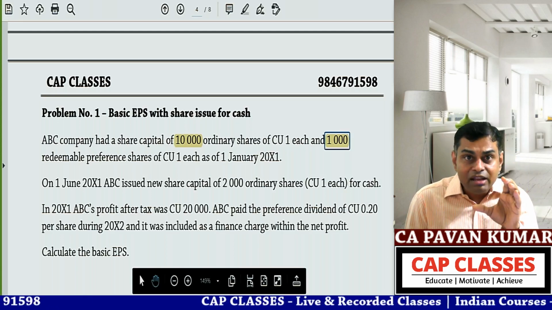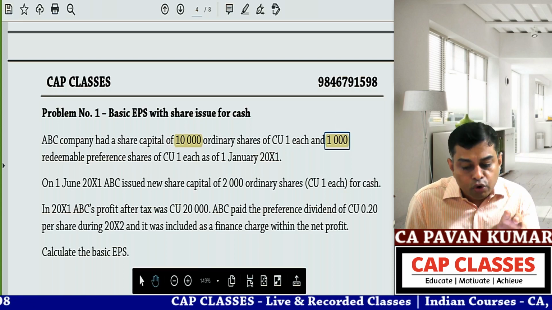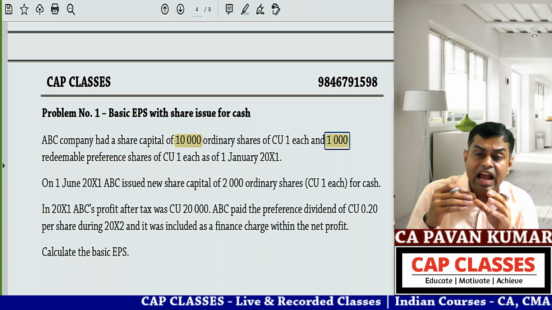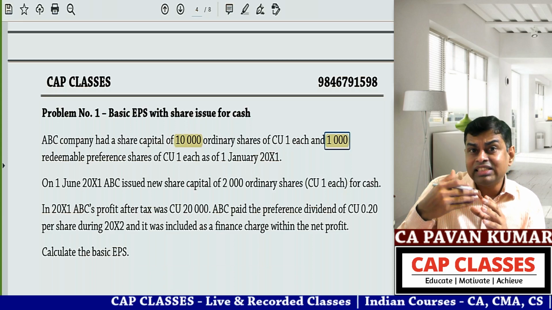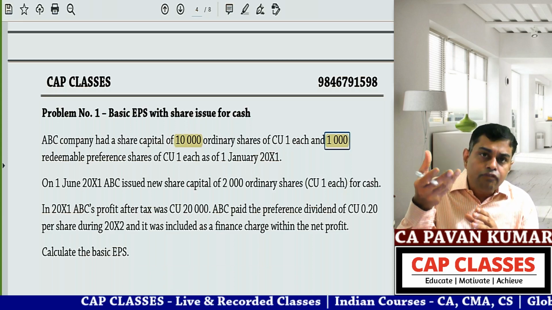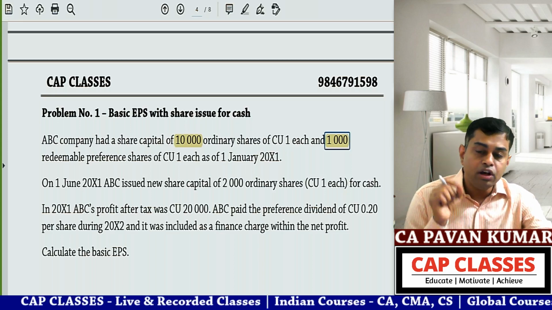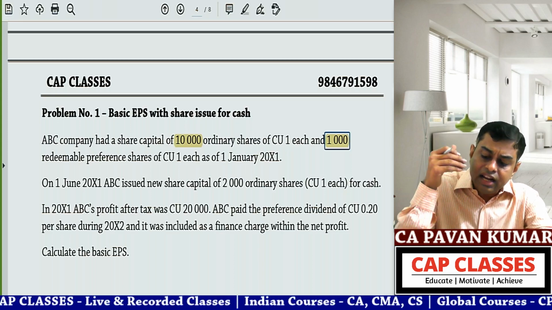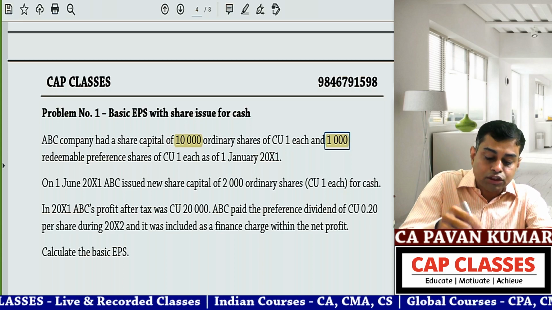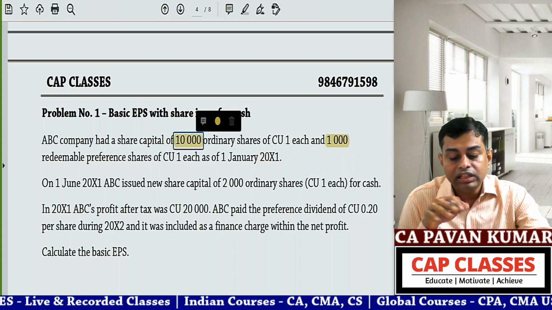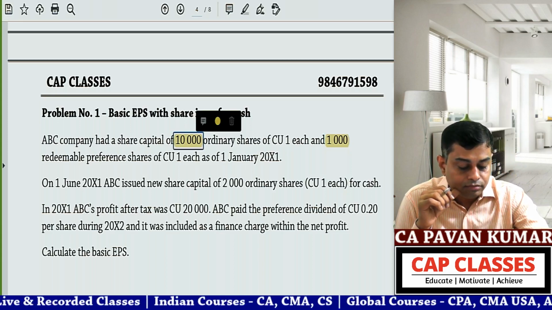No, basic EPS is actual EPS for today. Diluted EPS is extrapolated, estimated EPS of the coming period. You understand? So when you are calculating basic EPS, you are calculating with actual numbers. Actual number of shares only you will calculate. 10,000. That 1,000 is there, no? That you will not consider.